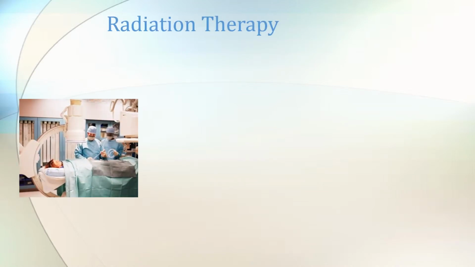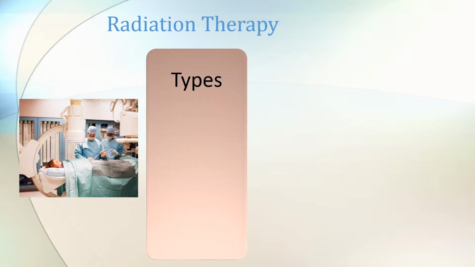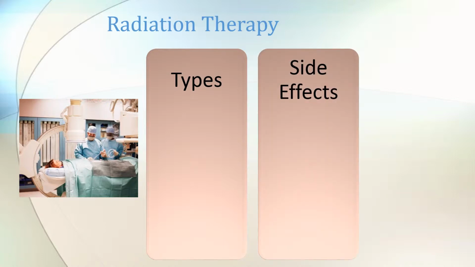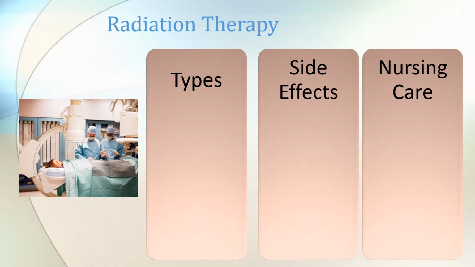The purpose of radiation therapy is to destroy cancer cells and have minimal damaging effects on the surrounding normal tissues. We are going to discuss the types, side effects, and nursing care. One type of radiation therapy is teletherapy. It's a distant treatment. The patient is not radioactive and there is not a hazard to others. Tattooing may be used to ensure exact location.